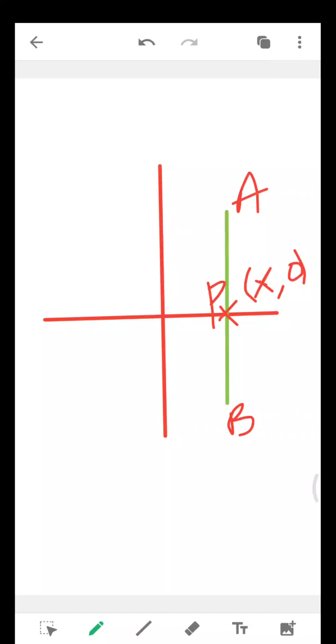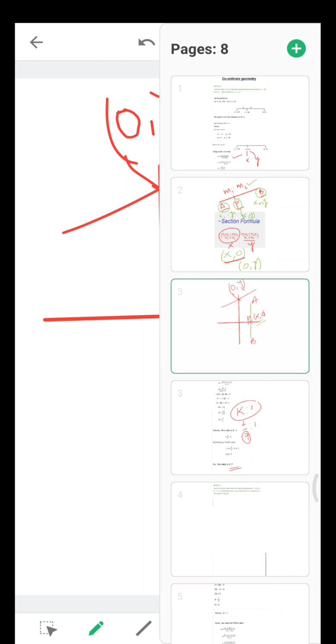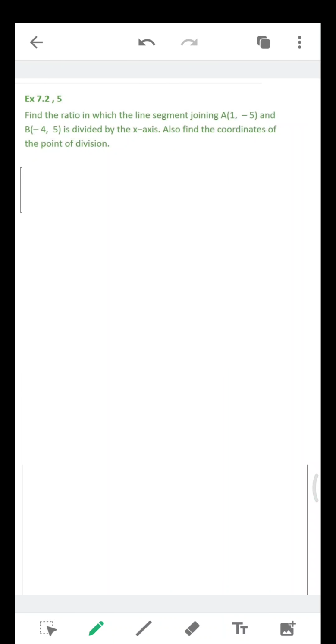If suppose you get another question, this can be asked in this way also. Line segment is divided by y-axis. So y-axis point will be 0 comma y. Okay, point on y-axis is 0 comma y and point on x-axis is x comma 0. So we'll take this x comma 0 for simplification purpose. Keep this in mind. Let's begin now. So we have to find what is that x comma 0. What is the x, point x?